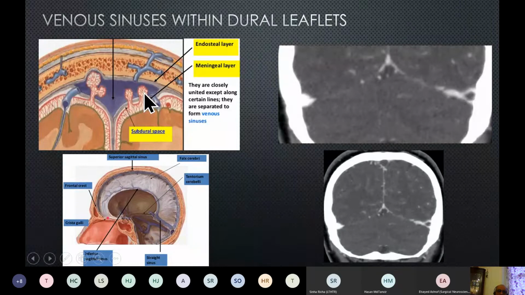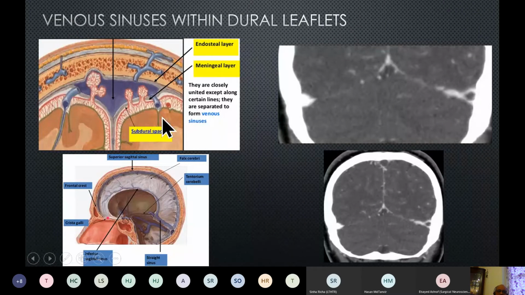And these sinuses themselves are not single columns, they are usually trabeculated within themselves. And you sometimes see these pockets of arachnoid granulations which project into them from the arachnoid.